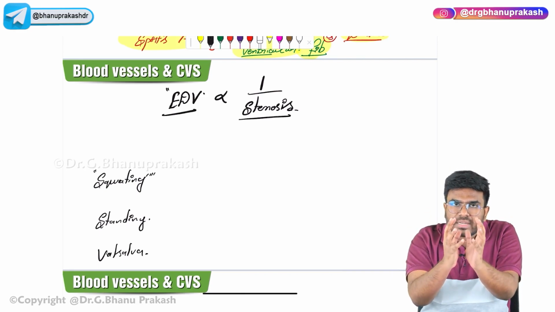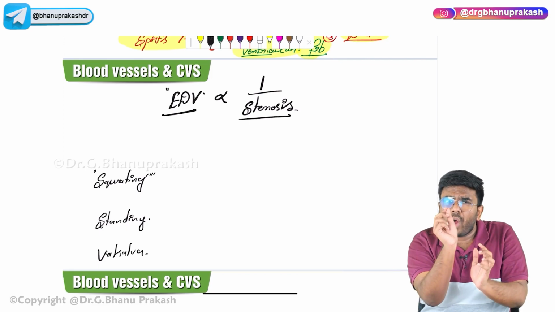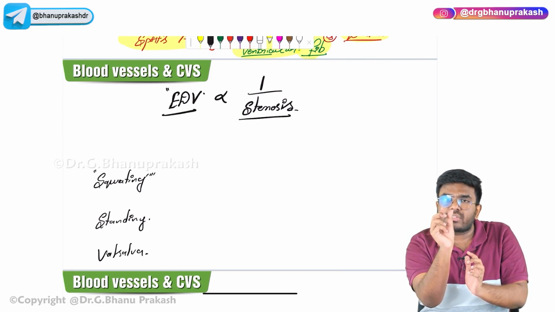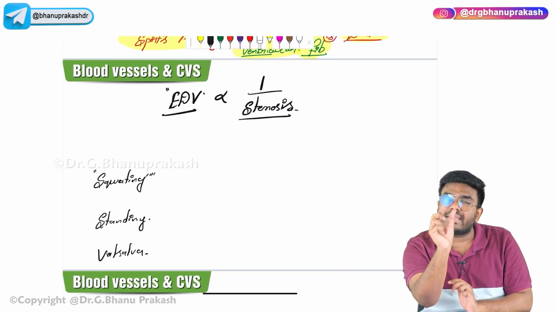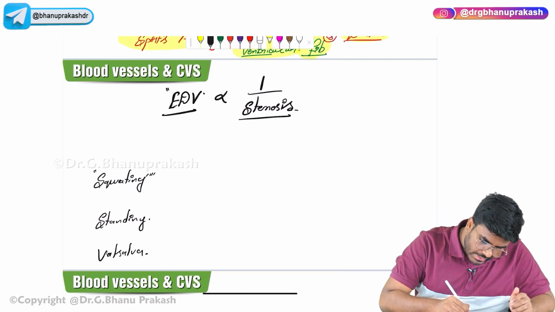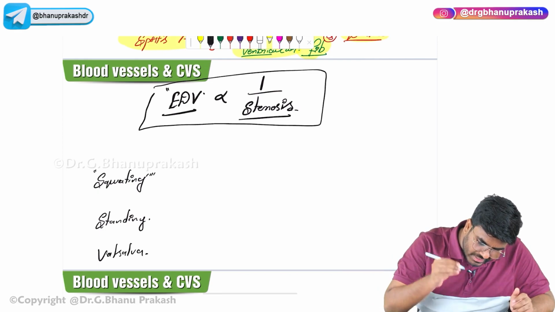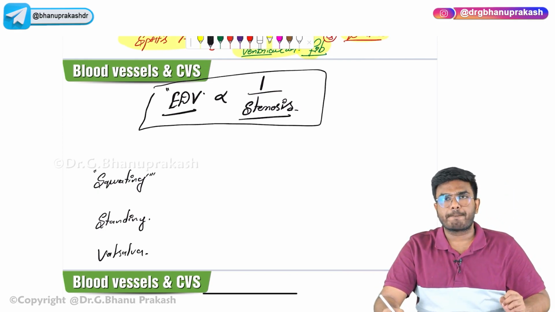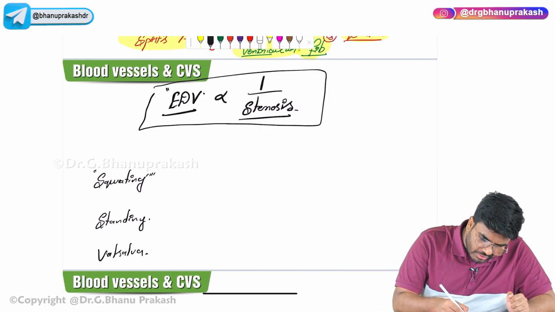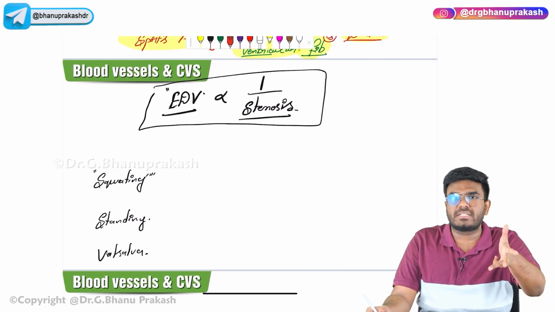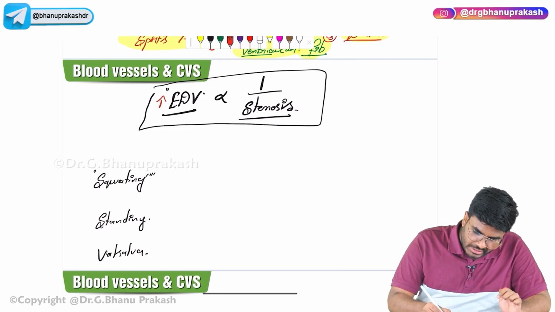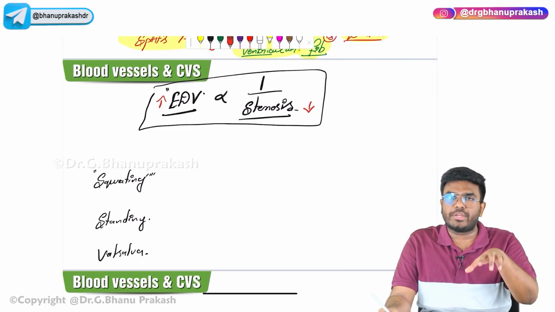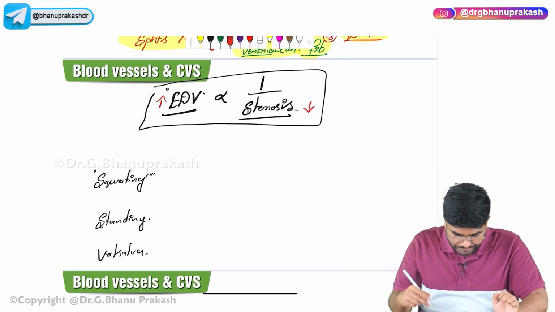Whenever the left ventricle is distending, what happens to the stenosis? The stenosis, the subvalvular stenosis, will decrease. Remember this point, this is very important. The end diastolic volume is inversely proportional to the stenosis. The end diastolic volume is a measurement of the preload. So if you increase the end diastolic volume, the subvalvular aortic stenosis will decrease.